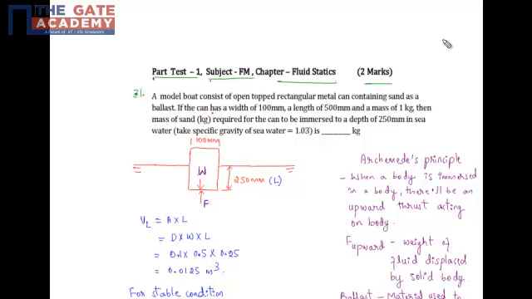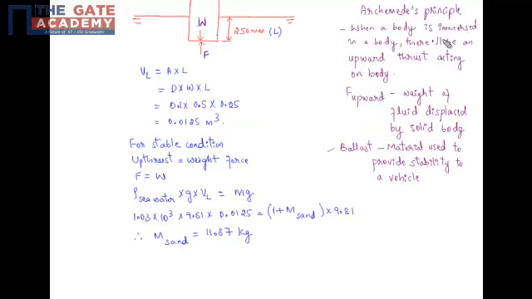The question says that a model boat consists of an open top rectangular metal can containing sand as a ballast. If the can has a width of 100 mm, a length of 500 mm and a mass of 1 kg, then the mass of sand required for the can to be immersed to a depth of 250 mm in sea water is how many kgs?